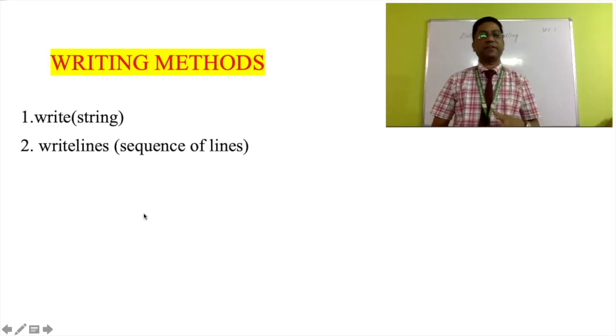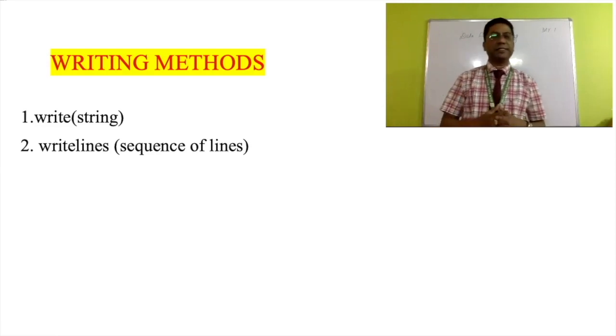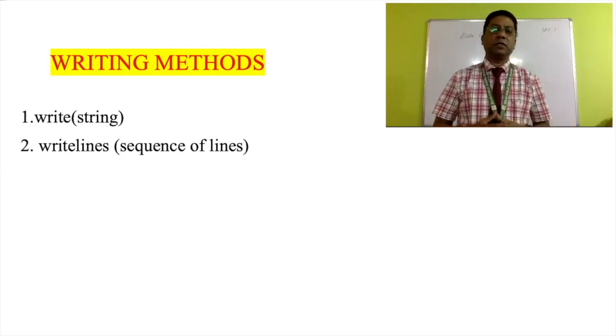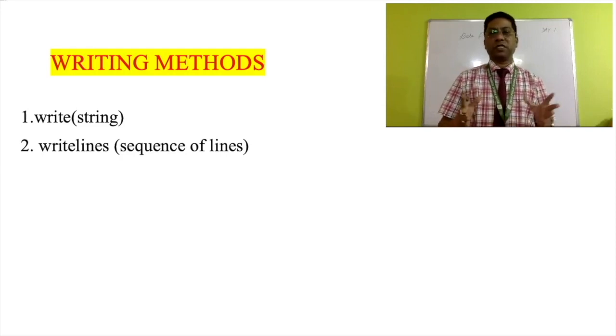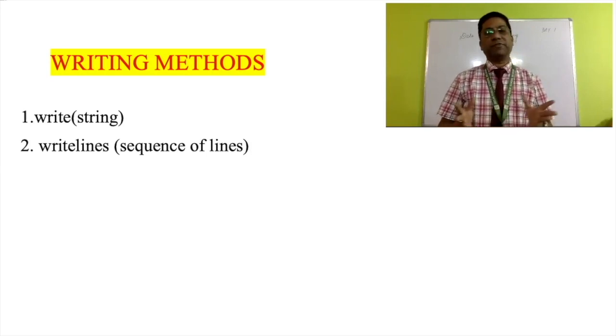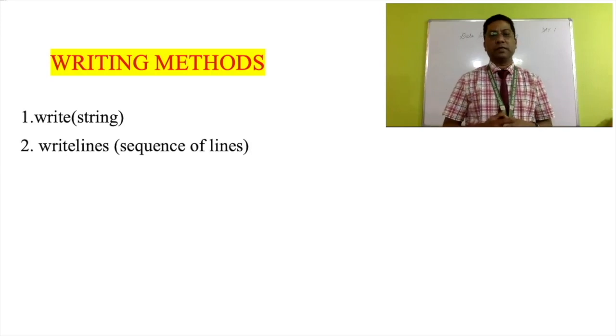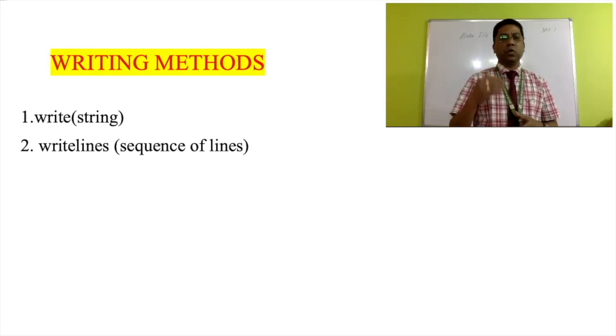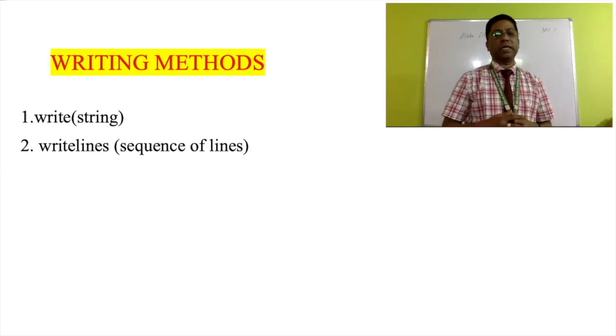Next comes, after creating, how to fill up the files with content, or how to write the contents in the file. For this purpose, there are two types of functions which allow us to write in a file. One is write and the second one is writelines. If you see on the screen, write takes a string within the parameter brackets, and writelines takes a sequence of lines. Now I'll be telling you when we are going to use write and when we are going to use writelines.